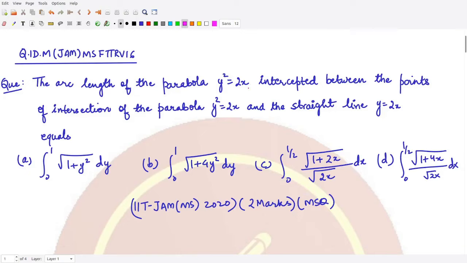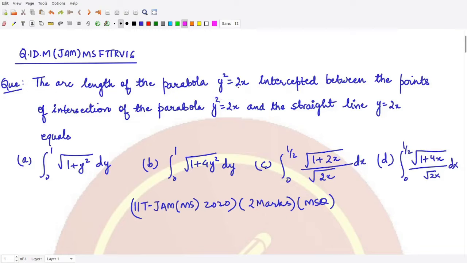This is a multiple select question, more than one answer could also be correct, and it is a 2-mark question. So here in this question they are saying the arc length of the parabola, this parabola is given to us, y square is equal to 2x, right? So they are asking what is the arc length, and it is given by which among these 4 options, right?